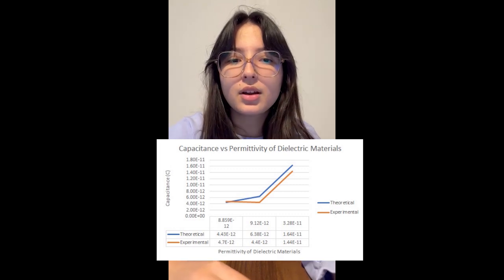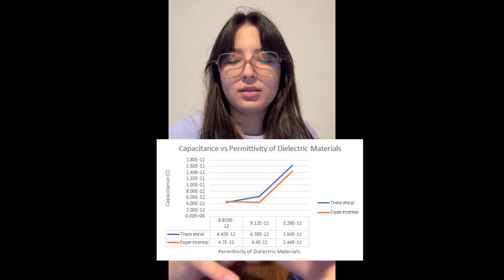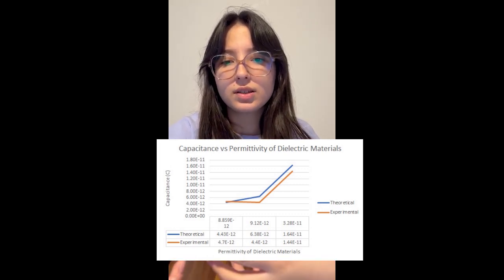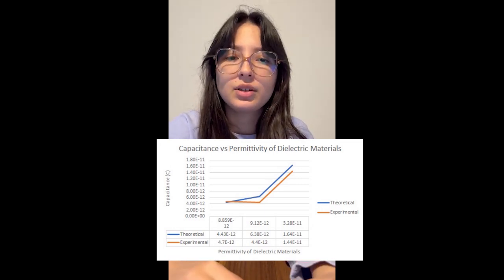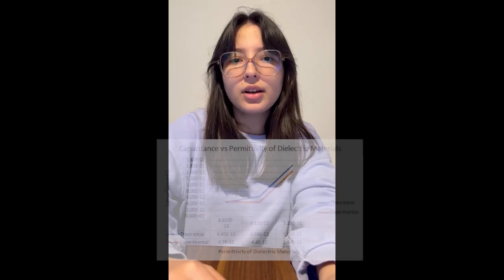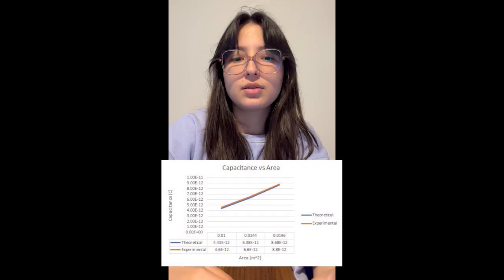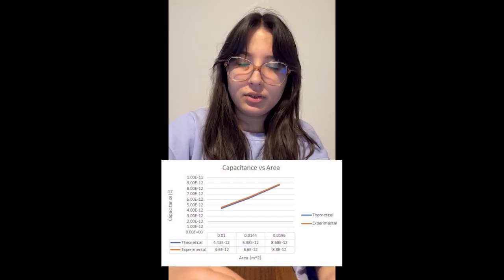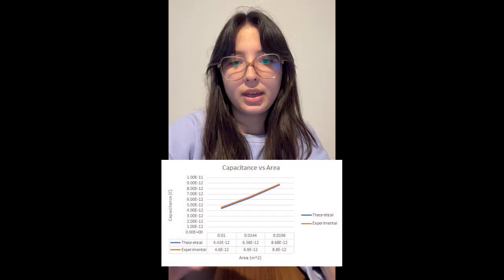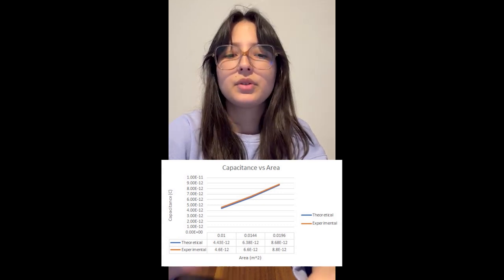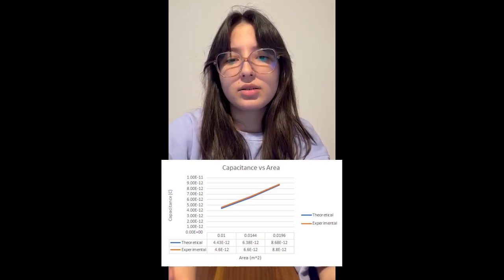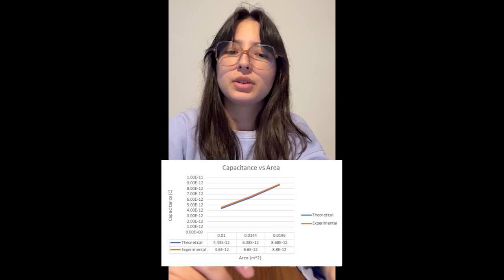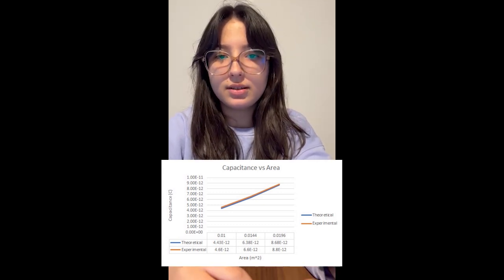And from here, we can find from the slope that A over D is constant, and increasing the permittivity of the dielectric material increases the capacitance. And finally, this graph shows the capacitance versus area: increasing the area increases the capacitance, and the slope again gives the permittivity of the dielectric material divided by D. So since D is constant, we can find the permittivity of the dielectric material, which is air in this case.